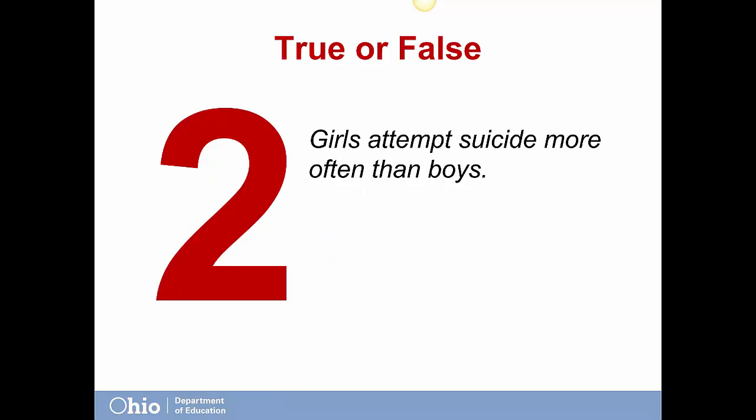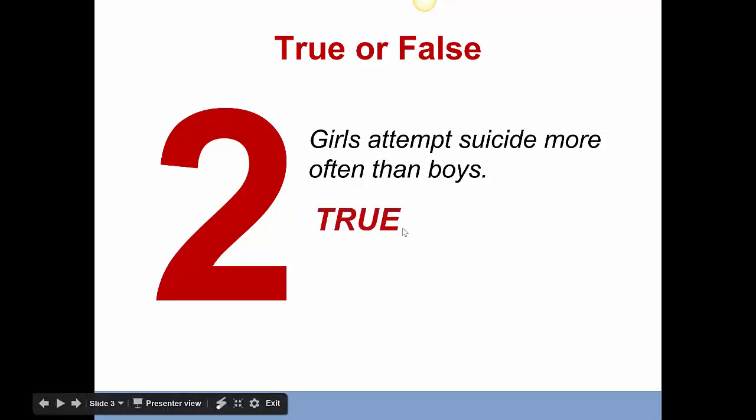True or false? Girls attempt suicide more often than boys. The answer is true. Girls experience depression at higher rates than boys, are 2 to 5 times more likely to have suicidal ideation, a plan for taking their lives by suicide, and will attempt suicide more often than their male counterparts.